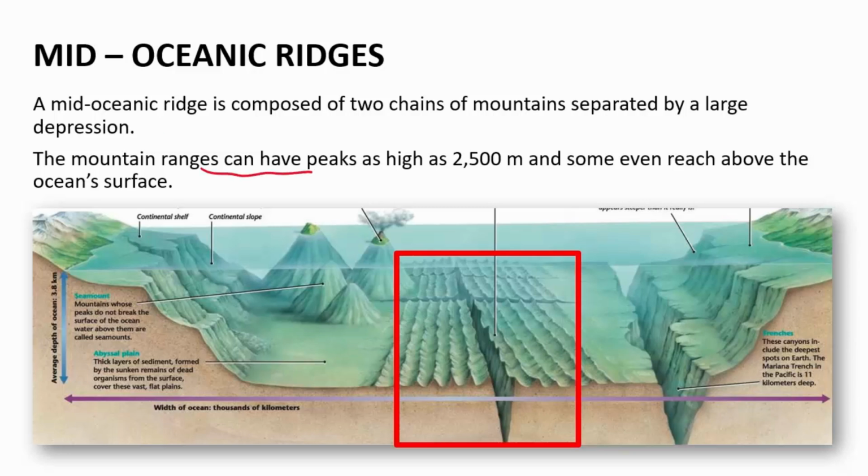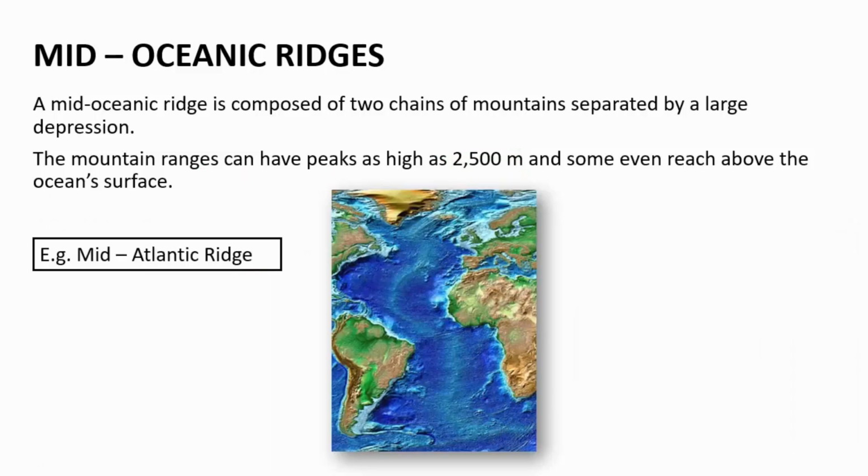These mountain ranges can have peaks that can be as high as 2,500 meters, and some even reach above the ocean's surface. Now, one of the most famous oceanic ridges is the mid-Atlantic ridge that you can see, which is located inside the Atlantic Ocean. Now, this mid-Atlantic ridge travels exactly along the midline of the Atlantic Ocean. That is why it is known as the mid-Atlantic ridge.